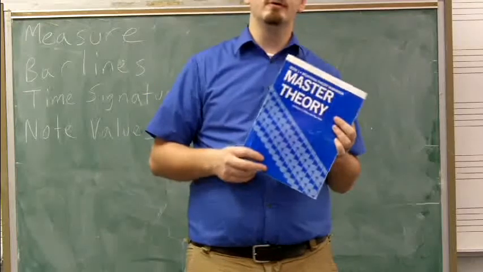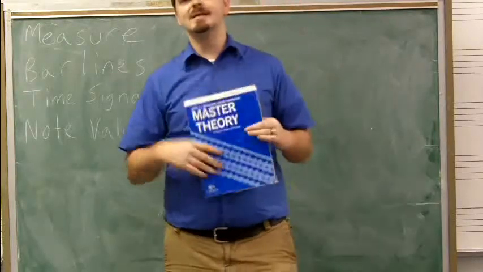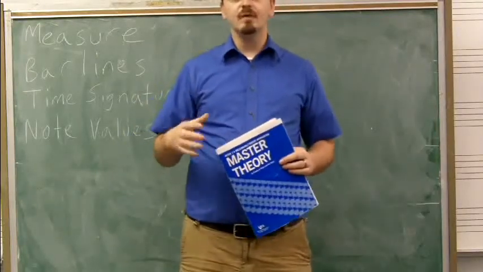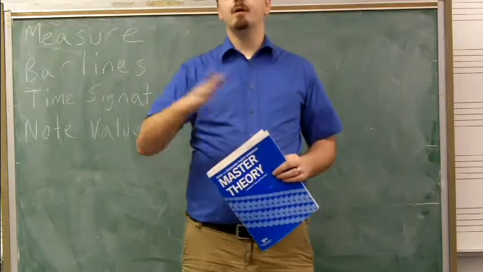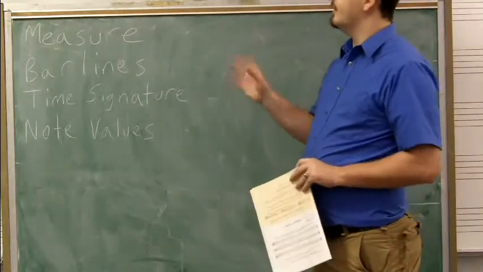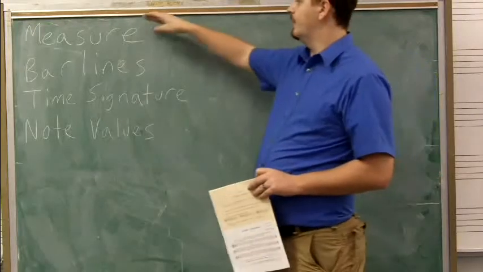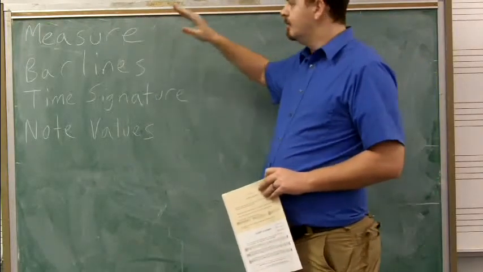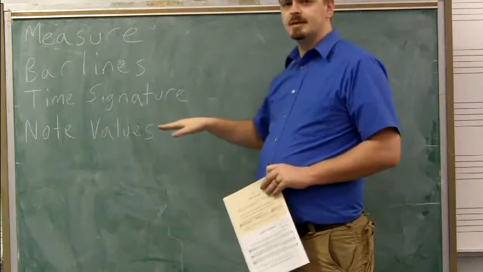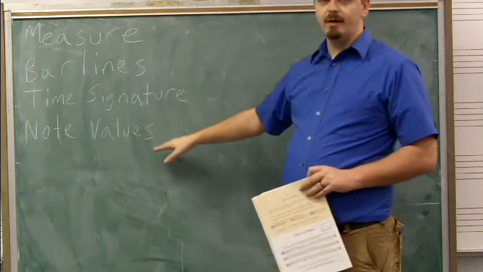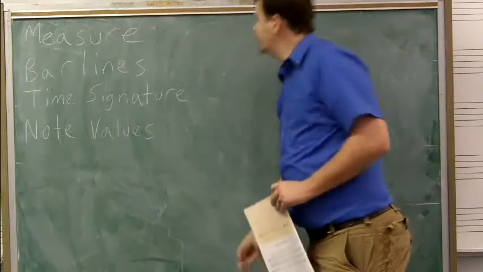We're going to be doing lesson 10 today out of this book, Master Theory by Charles S. Peters and Paul Yoder. Lesson 10 is a review of exercises 7 through 9. The previous lessons have focused on what a measure is, bar lines, time signatures, and note values, and I just want to kind of review each one.